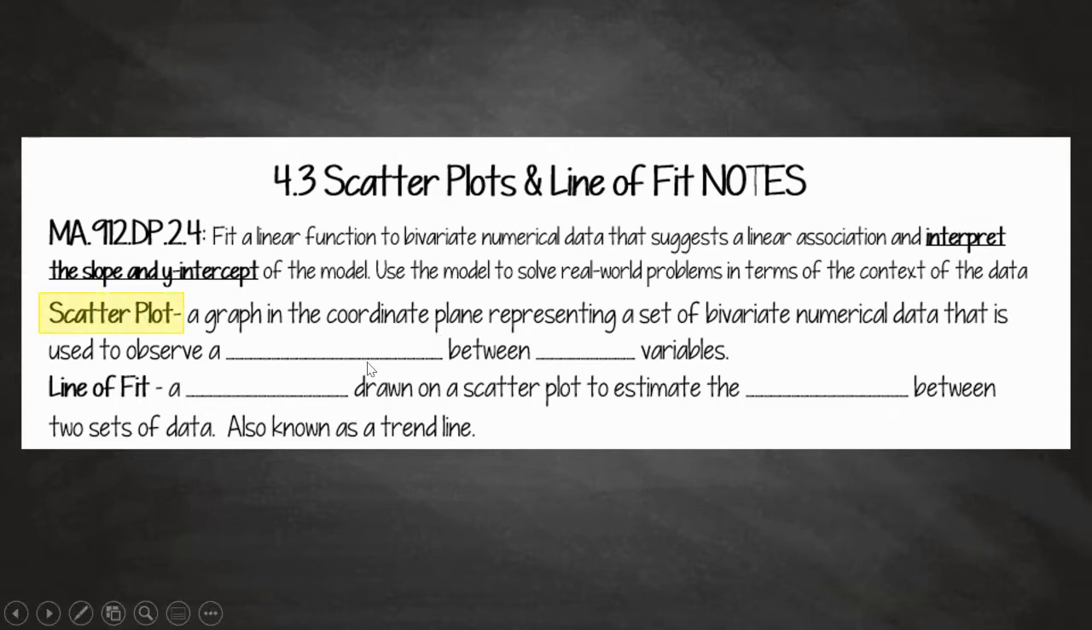As a review, a scatter plot is a graph in the coordinate plane representing a set of bivariate numerical data that is used to observe a relationship between two variables. A line of fit is just a line that's drawn on a scatter plot to estimate the relationship between two sets of data. A line of fit can also be known as a trend line.